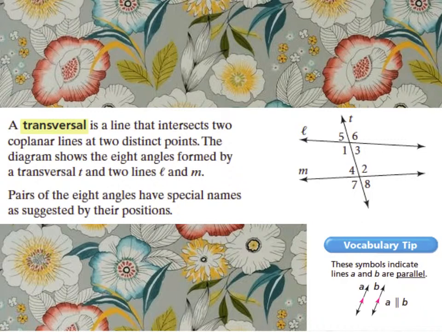I want to go ahead and give you a vocabulary tip. These symbols indicate that lines A and B are parallel. So I'm going to go ahead and demonstrate that for you on lines L and M. If we draw arrows on them, we are notating that they are parallel lines.